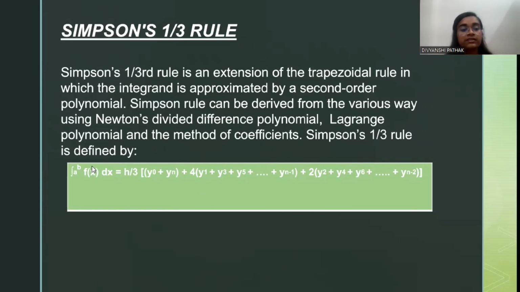The integral of f of x within the range, lower limit a, upper limit b, is equal to h by 3 times: first term plus last term summation, plus 4 into sum of odd terms, plus 2 into sum of all even terms. So this is the basic formula for evaluating definite integral with the help of Simpson one-third rule.